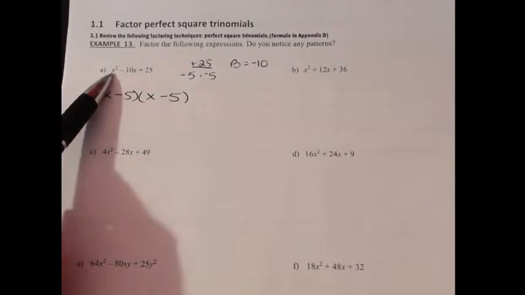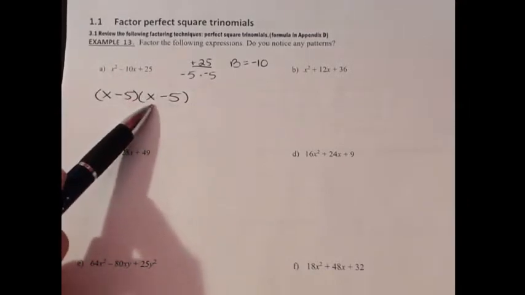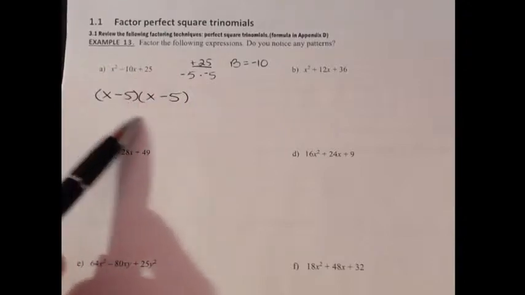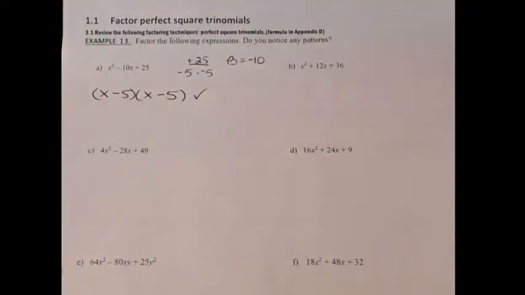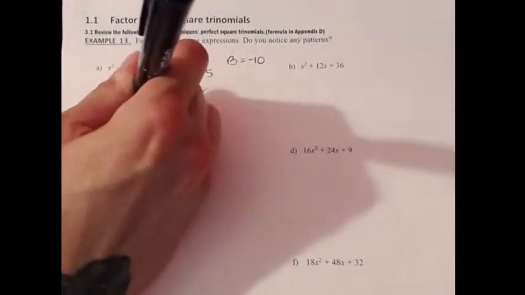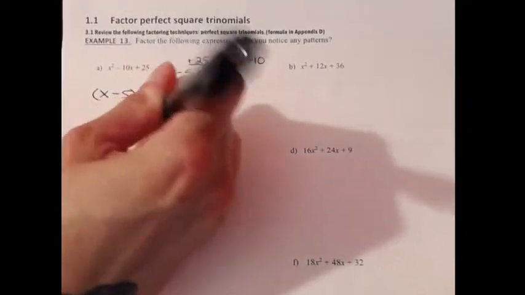Let's double check. X times x, x squared. Negative 5x and another negative 5x give us negative 10x. Check. Negative 5 times negative 5, positive 25. We have just factored correctly. I do want to point out that if your answer is x minus 5 times x minus 5, so there are actually two factors of x minus 5, you can get fancy with it. You could also write your answer as x minus 5 quantity squared.